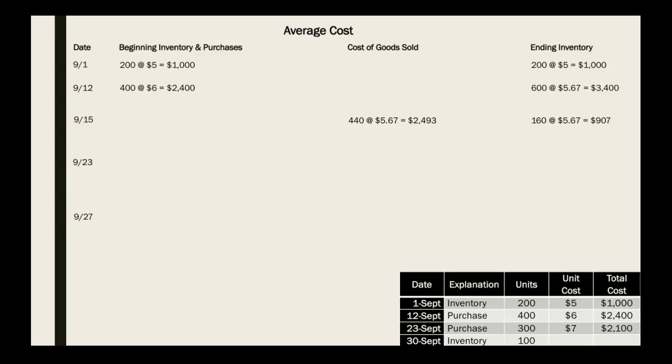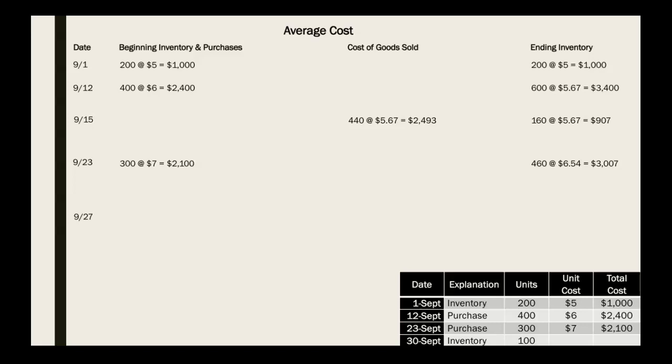Now on the 23rd, you make another purchase. You purchase 300 units at $7 a piece for a total cost of $2,100. So we write that purchase over in our purchases column. We write 300 at 7 equals 2,100.